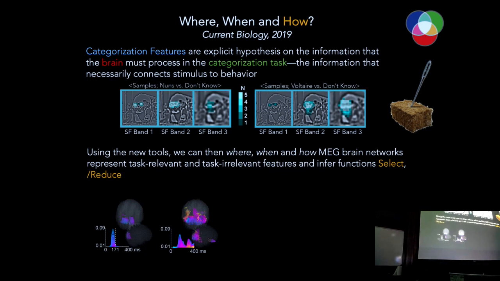And then we have shown, using the tools that we have, where, when, and to some extent how networks in the brain represent task-relevant features, but then seem to reduce task-irrelevant features. So represent them here, reduce them here. So we can start to infer functions at network node level, and we can study them further.